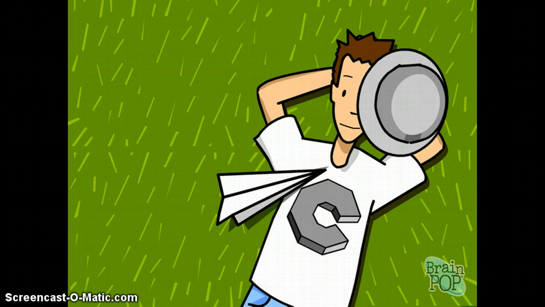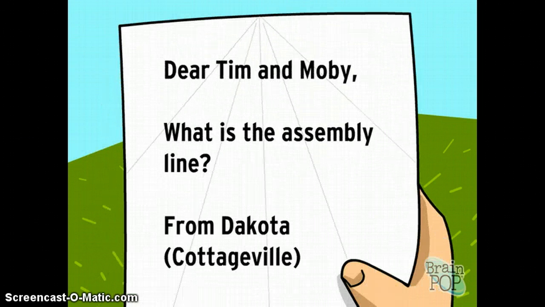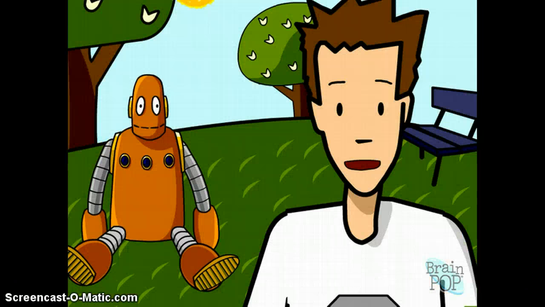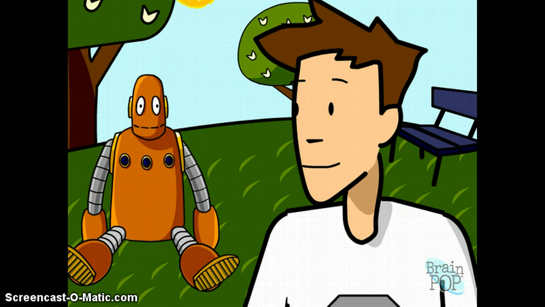Hey, dear Tim and Moby, what is the assembly line? From Dakota. The assembly line is a system that's used a lot for mass production in factories. Come on, Moby, I've got an idea.